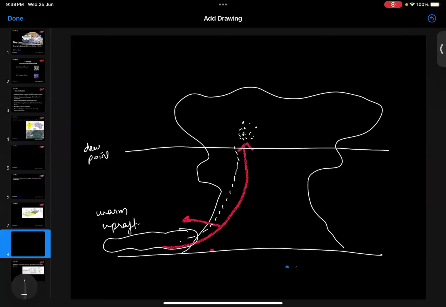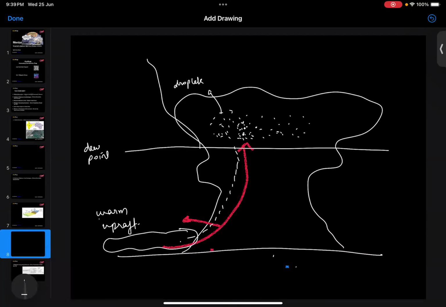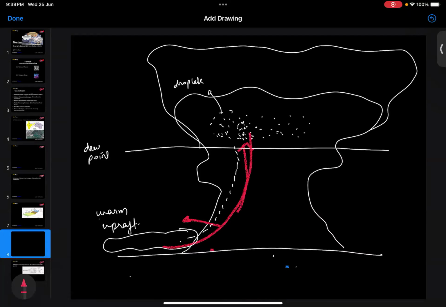Okay, as it crosses the dew point, it starts forming the particles. And what will happen in this region? This will result in the formation of rain droplets. The droplets will be formed, but we will see here that as these clouds become bigger, the updraft here is quite strong.